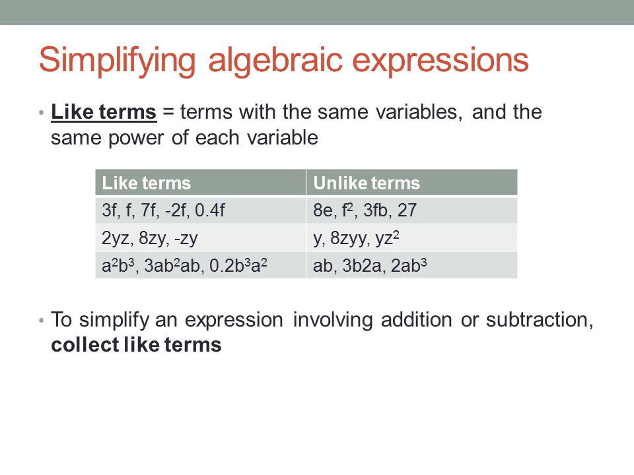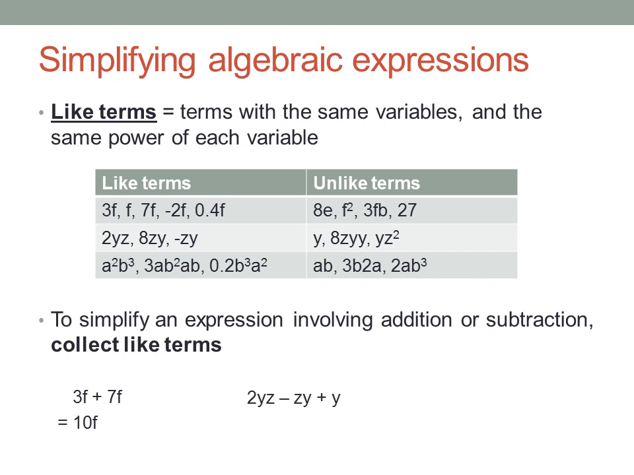To simplify an expression that involves addition or subtraction, what you do is collect like terms. Here's a simple example. 3f and 7f are like terms. I have 3f and another 7f, so altogether I have 10f.